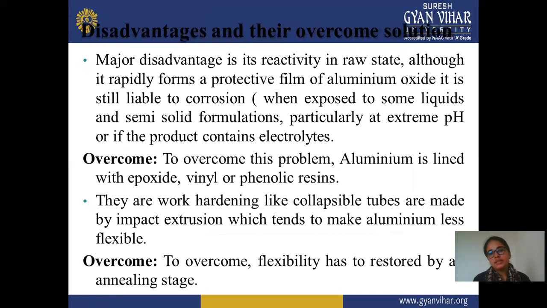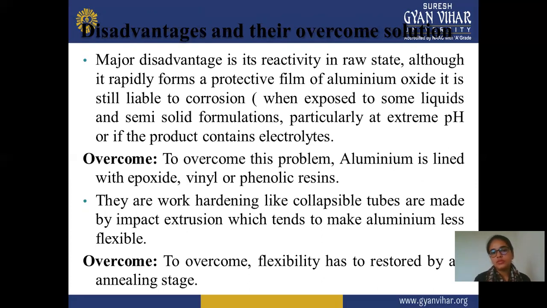Next are the disadvantages of this aluminum material. The major disadvantage is that although it rapidly forms a protective film of aluminum oxide, it is still liable to corrosion. It can show some corrosive property, and it has a reactivity issue with the formulation raw material also, when exposed to some liquid and semi-solid formulations, particularly at extreme pH or product containing electrolytes.